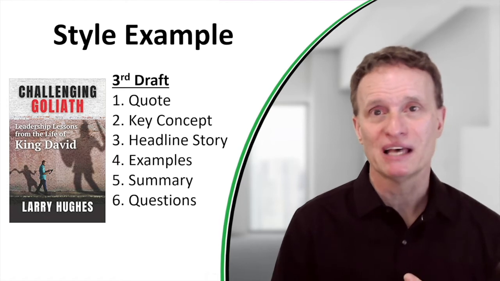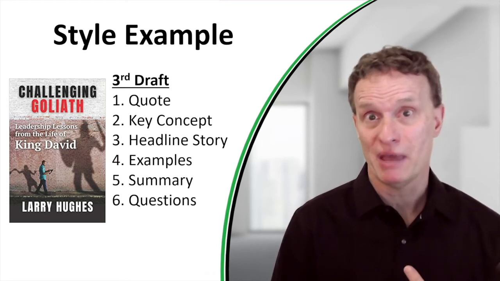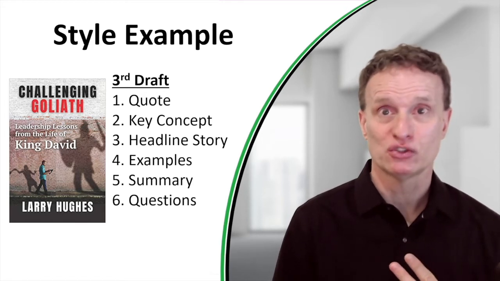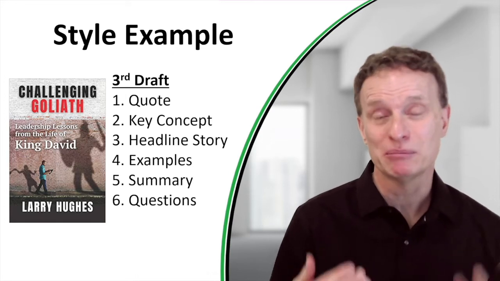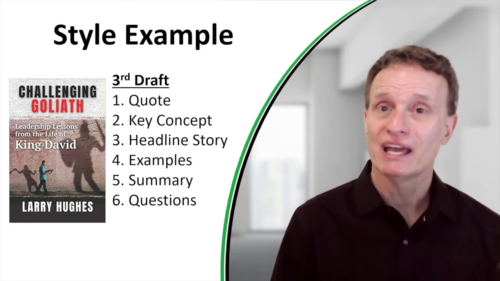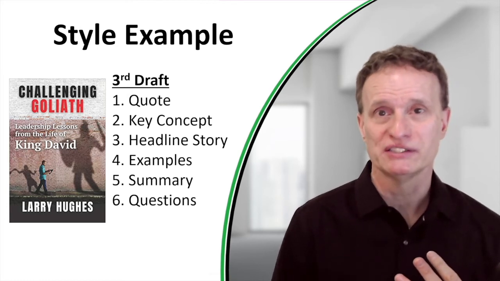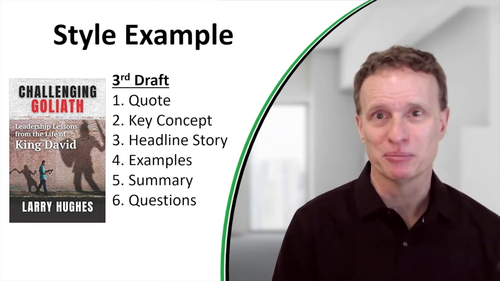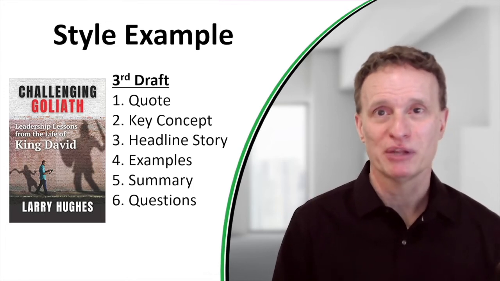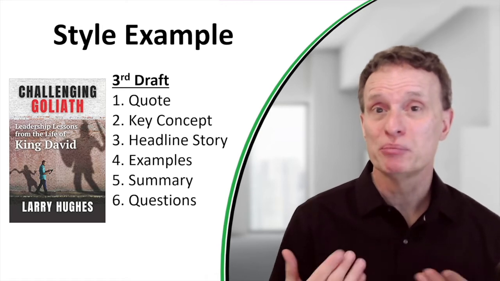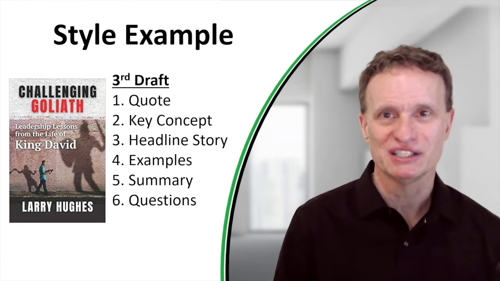So if the leadership lesson was leading with diversity, he would explain what leading with diversity meant. Then he would tell a headline story. This is a real world modern day example of how somebody demonstrated that leadership story. Then he'd have a few supporting examples that would be two or three shorter stories about people demonstrating that leadership ability. And then he would summarize the chapter and he would give the reader application questions.